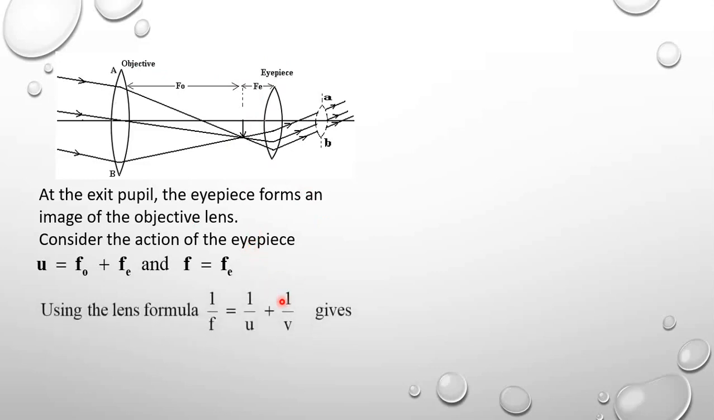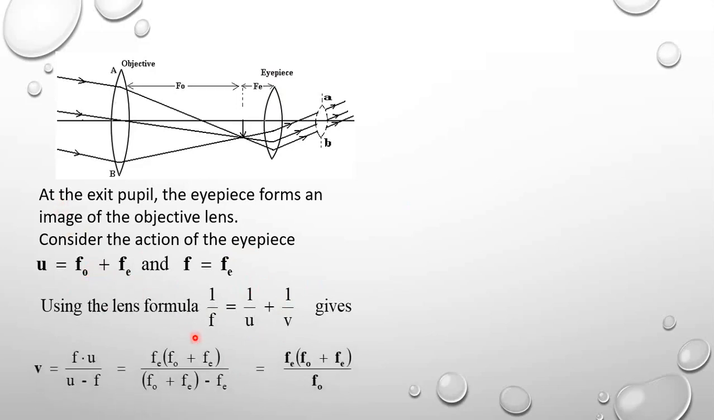So if I apply the formula 1 over f is equal to 1 over u plus 1 over v, and we substitute this, where u is f naught plus fe, we shall have our v as fe into brackets f naught plus fe divided by f naught. As I've already told you, the objective acts as the object for the eye ring. That's why we consider this to be the object distance f naught plus fe. So the eye ring is going to be at a position of fe into brackets f naught plus fe divided by f naught from this eyepiece.